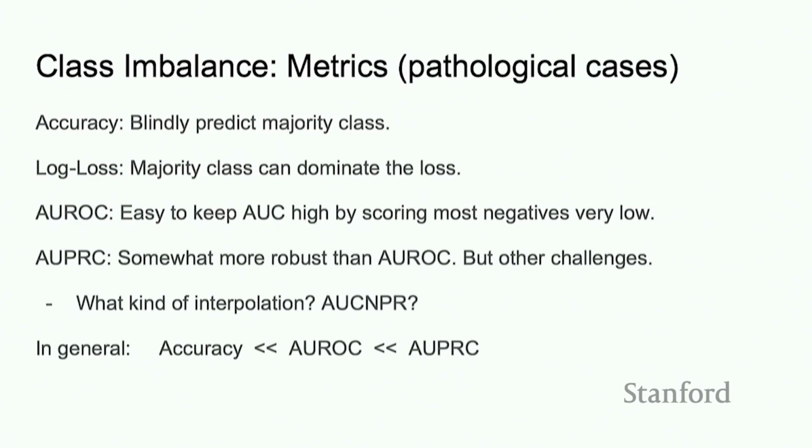For example, accuracy. If you are in a class imbalance scenario, and let's say just 1% of all your examples are positive, and you have a blind classifier that predicts no all the time, it gets 99% accuracy. So having a high accuracy does not mean much in a class imbalance scenario.